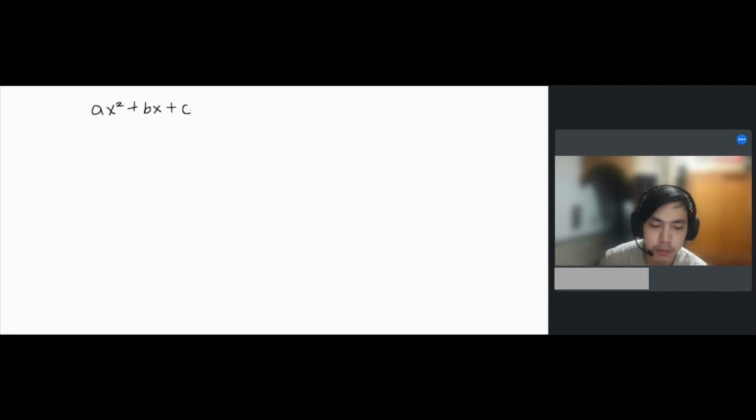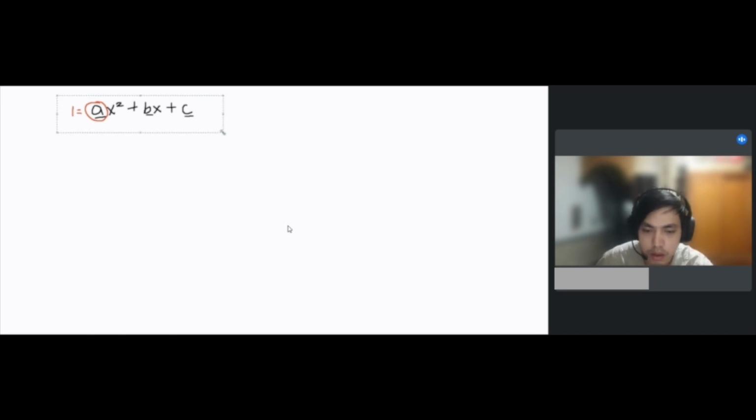So today we'll be factoring quadratic equations. Now, as you can see on the screen, this is the standard form of a quadratic equation, which is the trinomial ax squared plus bx plus c, where a, b, and c are the coefficients. Now we're trying to factor this when the a coefficient is equal to 1.